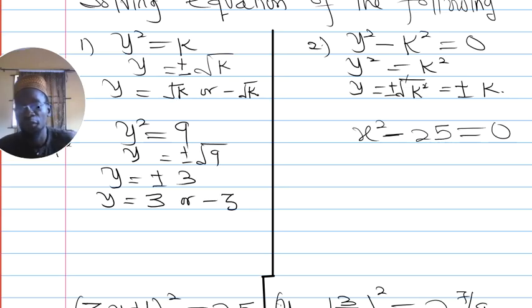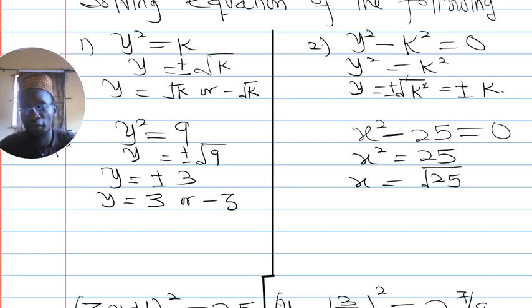Similarly to this one, y squared equal to 25. We can have y equal to the square root of 25, plus or minus. Here we have plus or minus root 5.